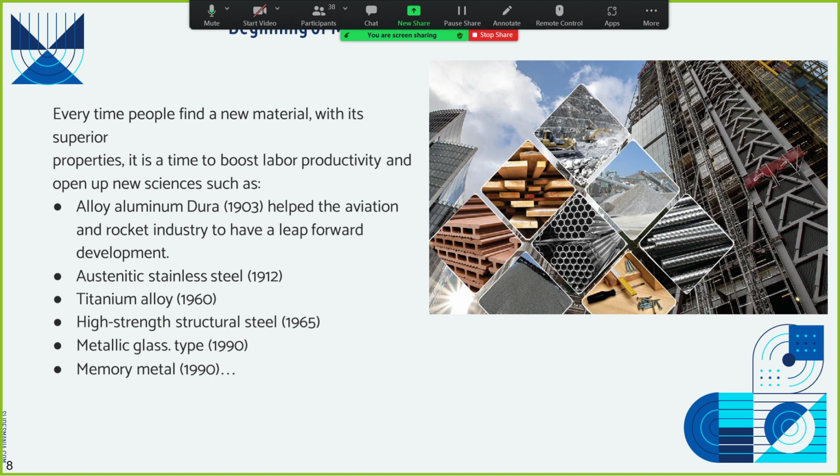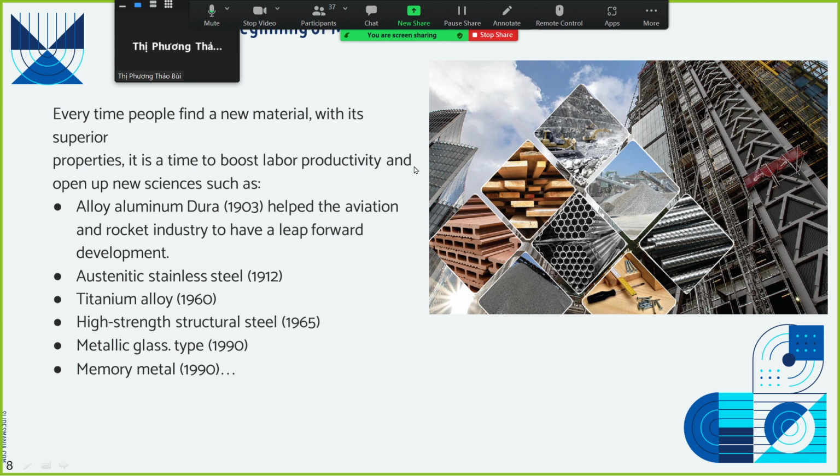new science such as alloy aluminum, Dura in... Đạt, cô dừng lại Đạt một chút, Đạt nhé. Đạt phải bật camera cho cô nhé. Vâng, em quên mất. Có thấy chưa? Mời anh cứ nói tiếp đi.